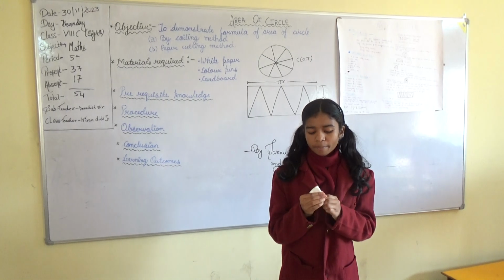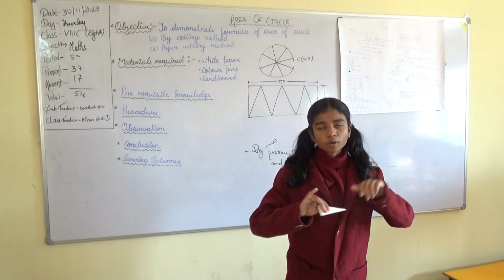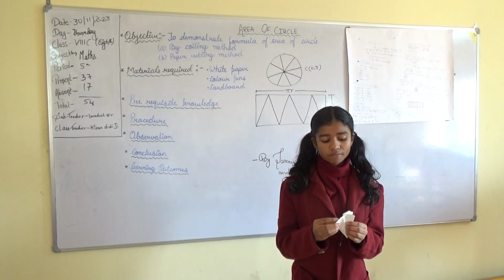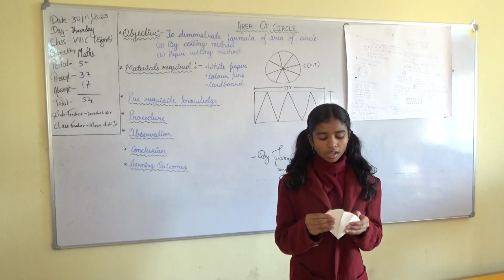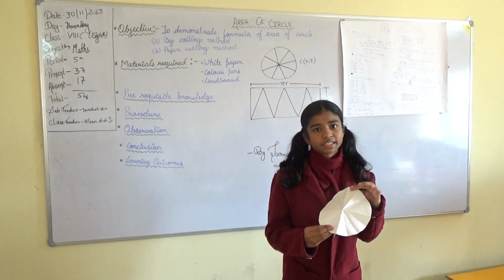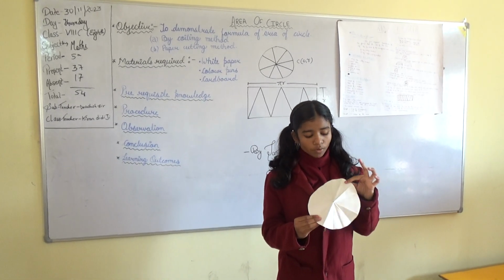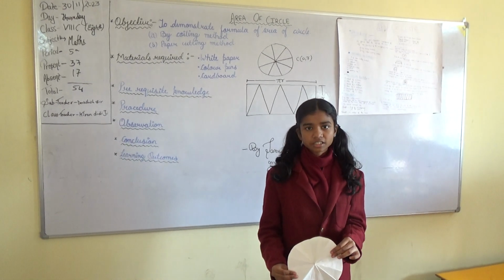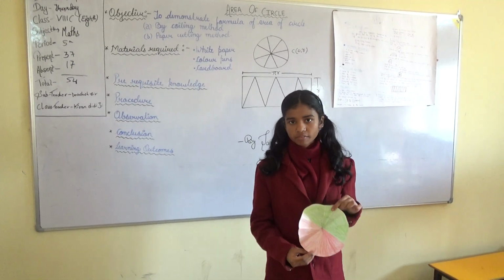Now we will press this paper so that prominent creases can be formed. Now we will unfold the circle. Here, we can see that 16 equal small sectors have been formed. Now we will color 8 sectors with one color and the other 8 sectors with a different color. Here you can see it.